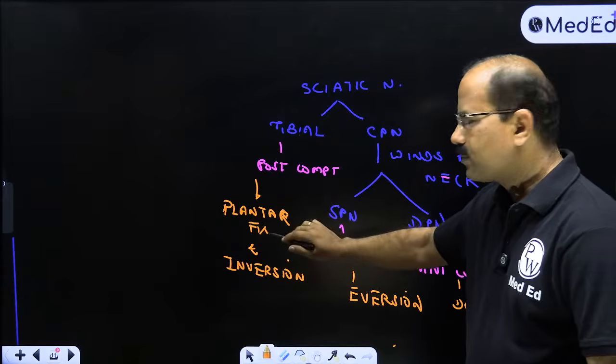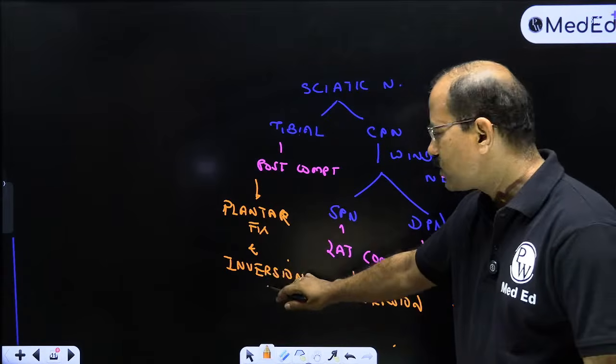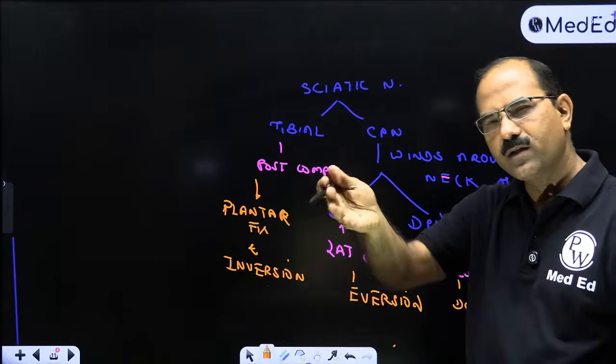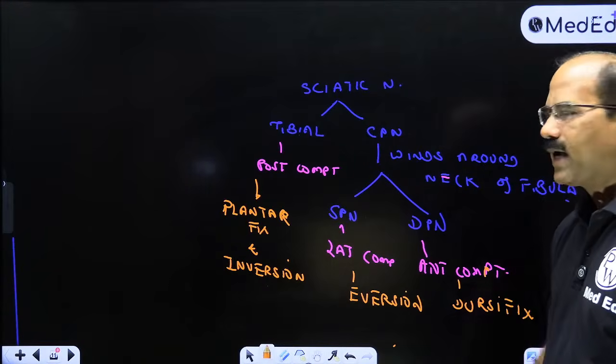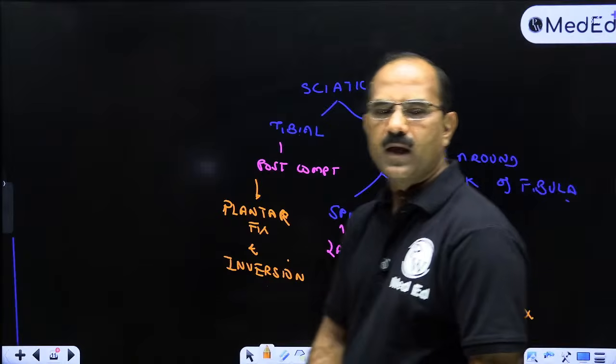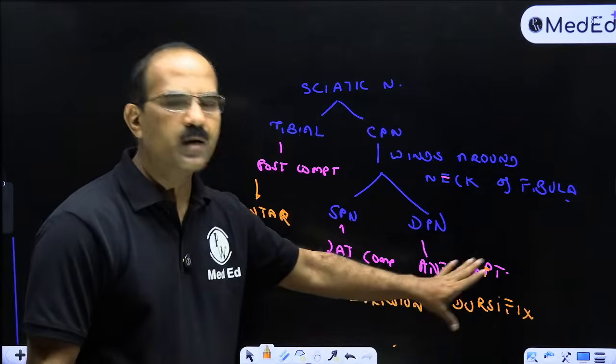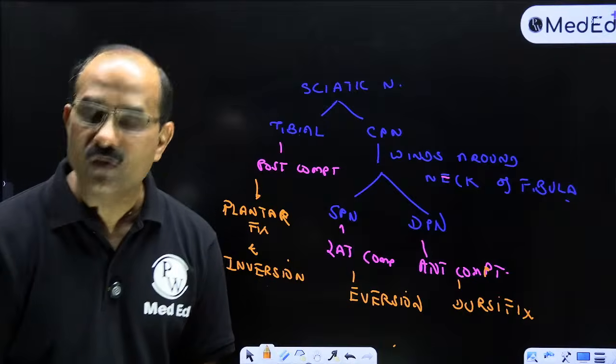So the tibial nerve supplies the posterior compartment of the leg; action is plantar flexion and inversion. The superficial peroneal nerve supplies the lateral compartment; action is eversion. And the deep peroneal nerve supplies the anterior compartment; action is dorsiflexion.